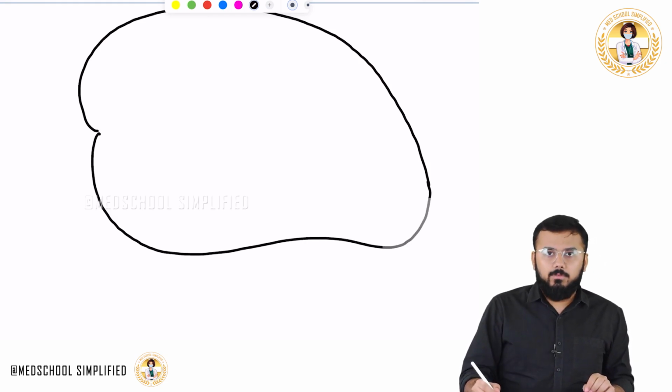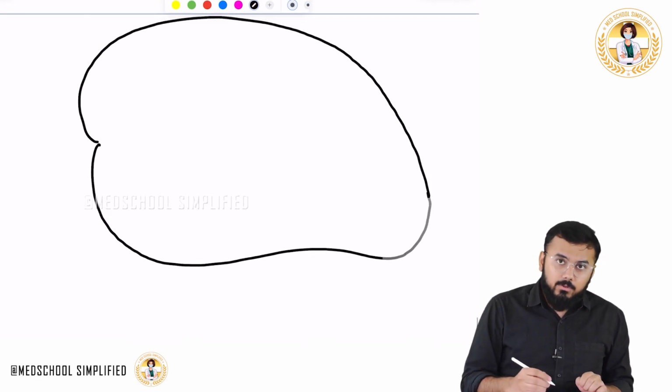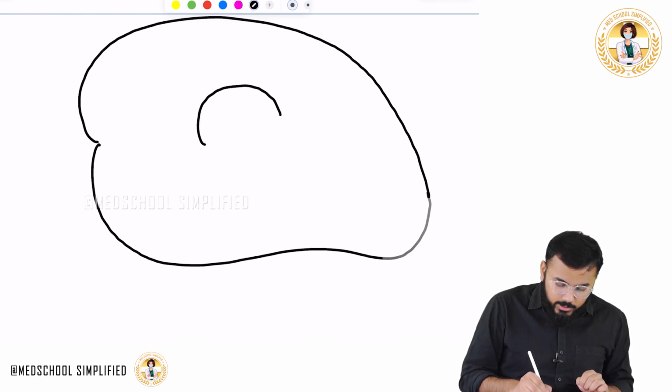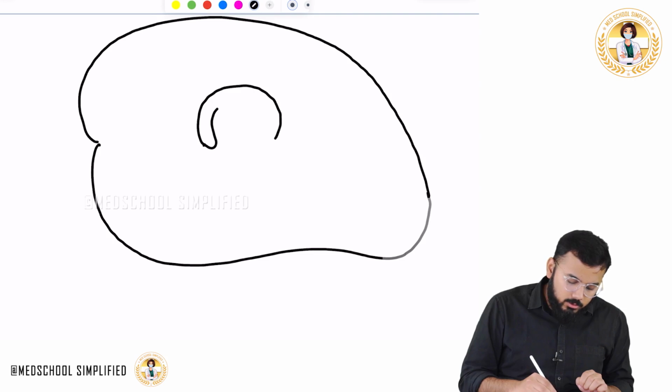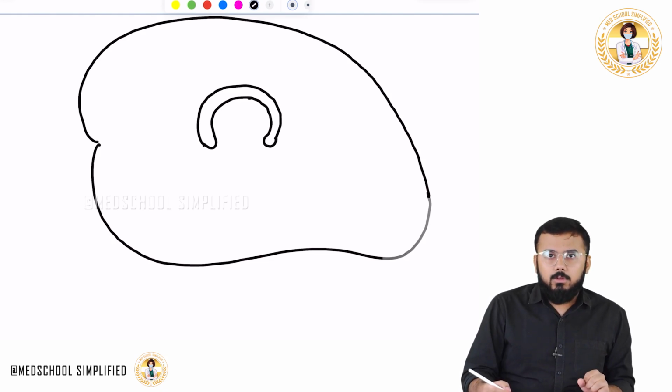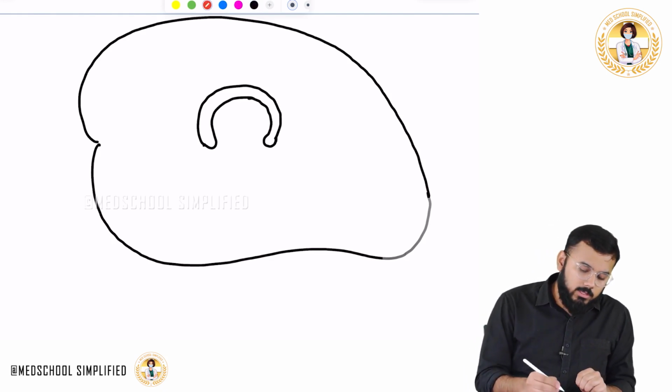So this is the medial part of the cerebral hemisphere. In this medial part, the part you can see exactly in the center like this is called your corpus callosum. Now this corpus callosum has three different parts. What are the three different parts?